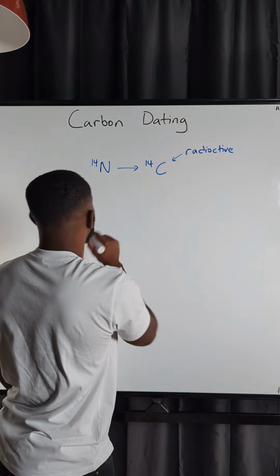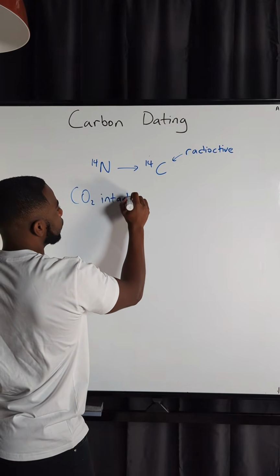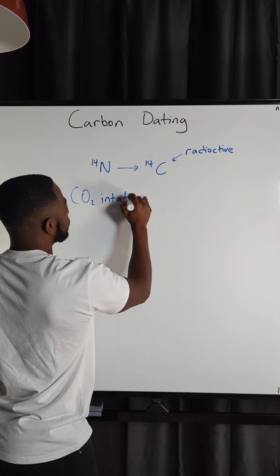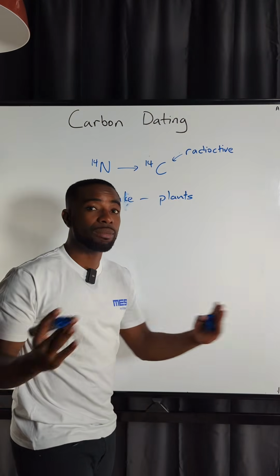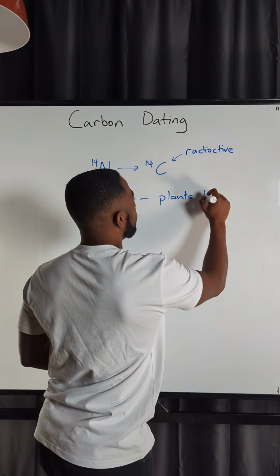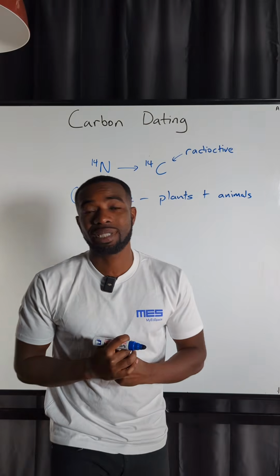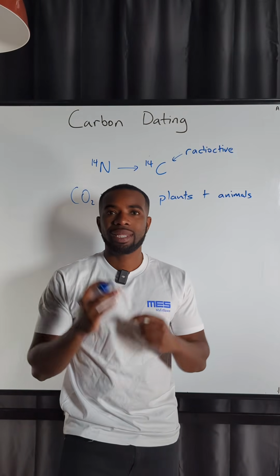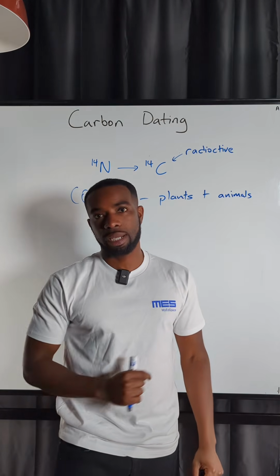What happens with this carbon-14 is that during CO2 intake, so that's by plants, and also we know that animals can eat these plants, so we can put animals here as well, they start to build up carbon-14 in their living systems. The carbon-14 and carbon-12 ratio stays constant as these plants and animals are alive.